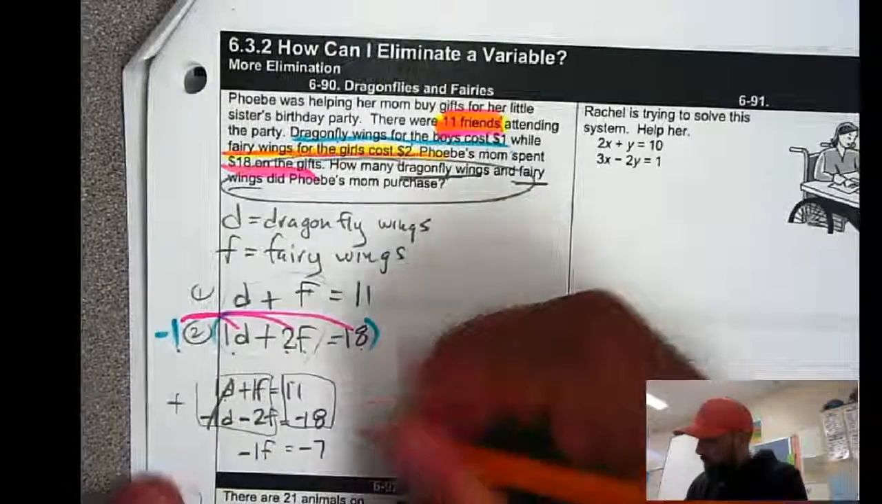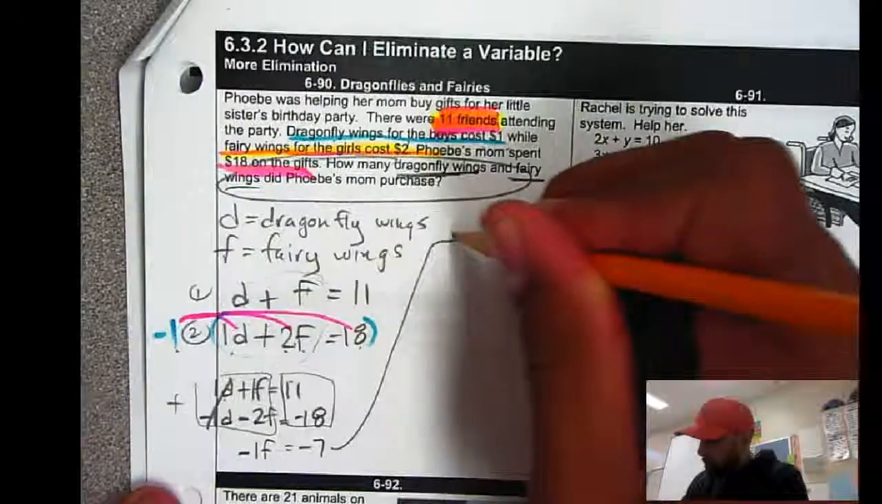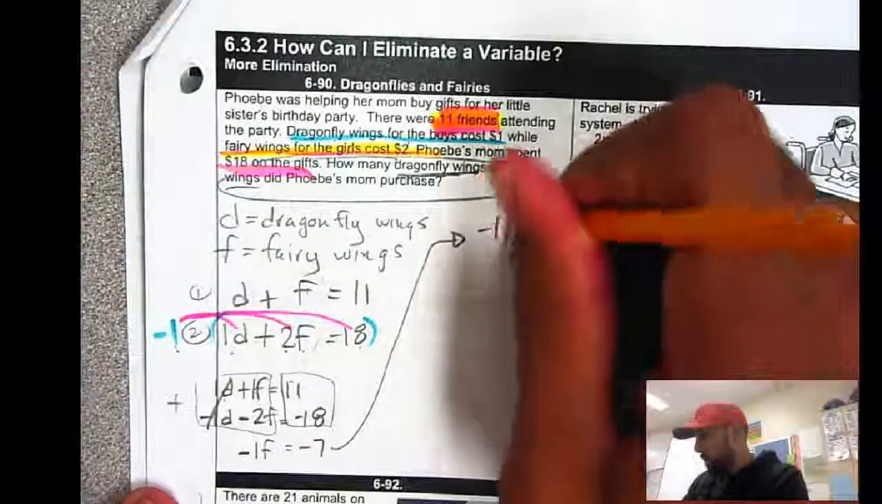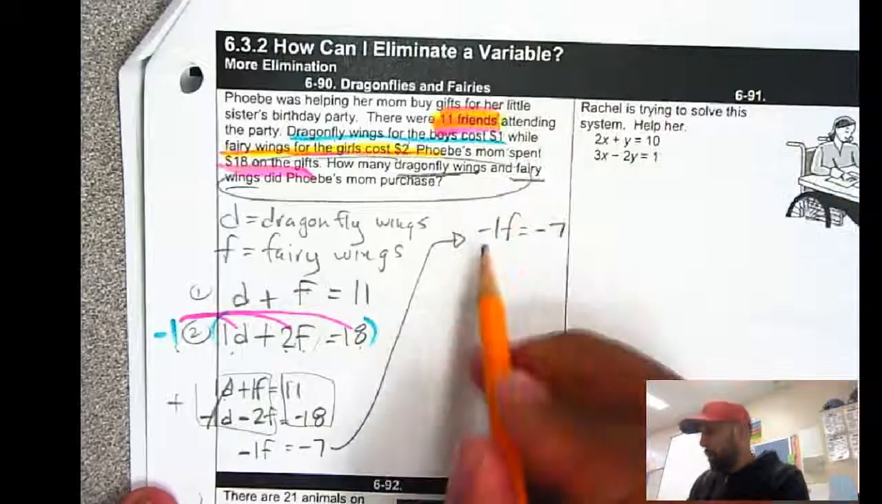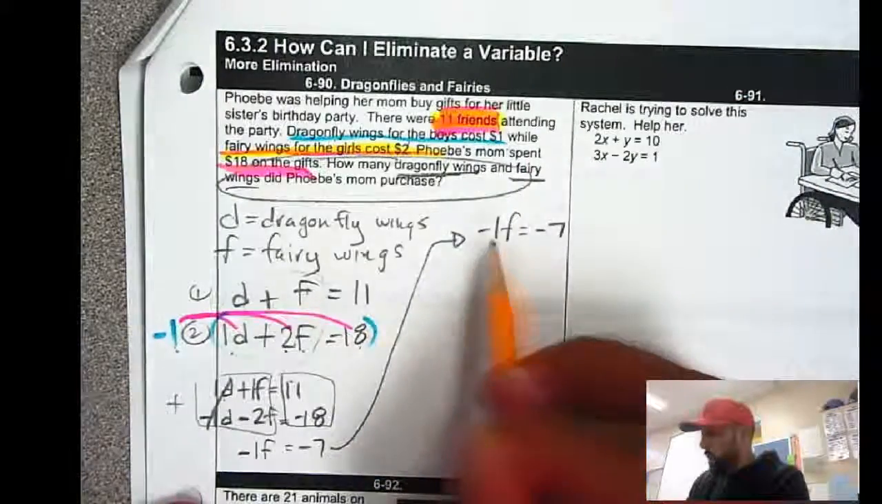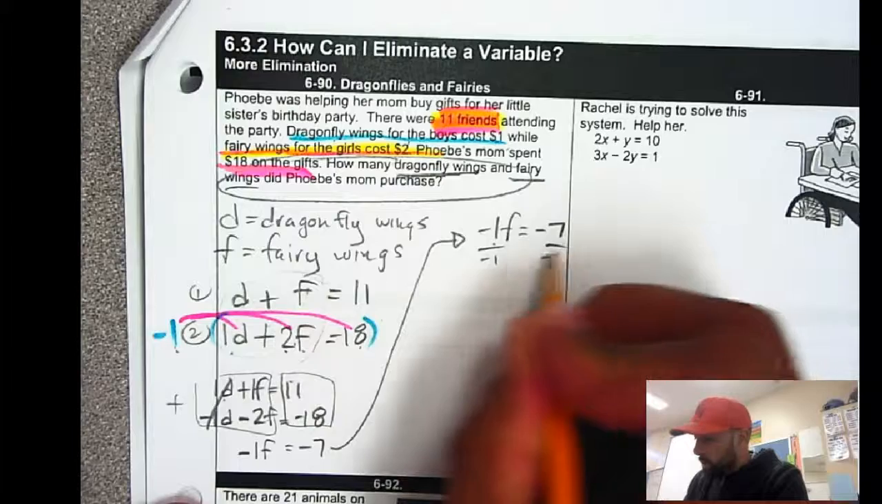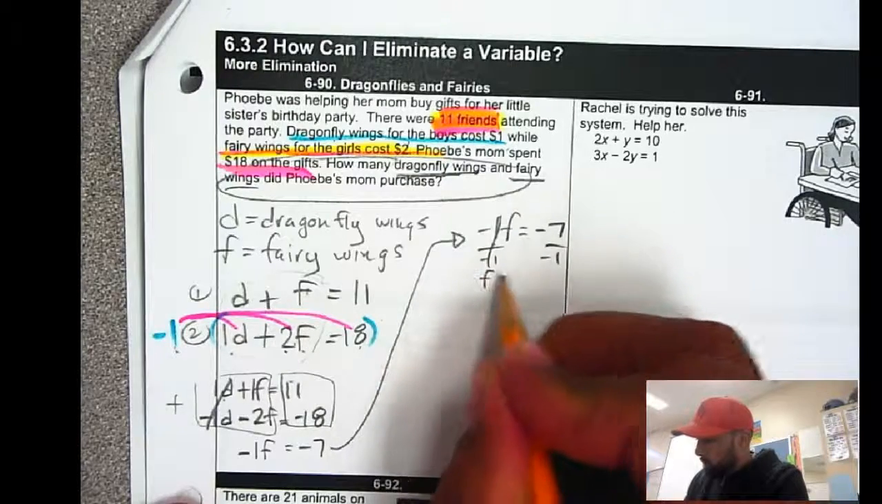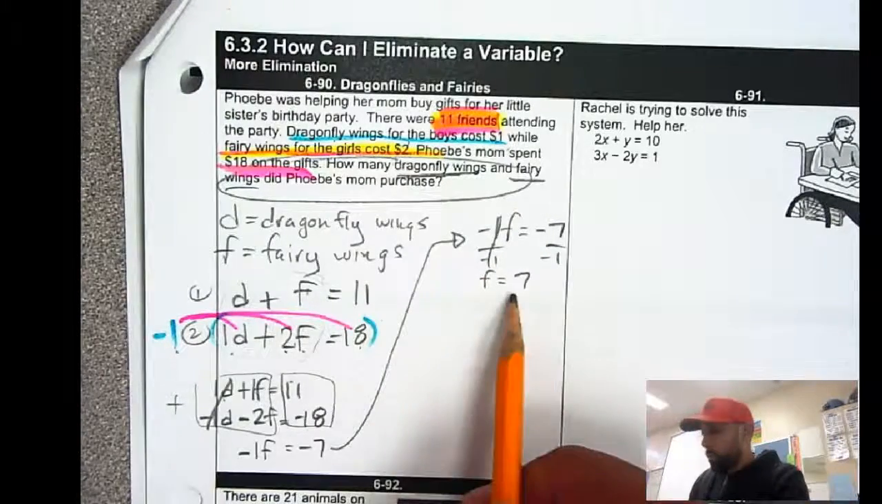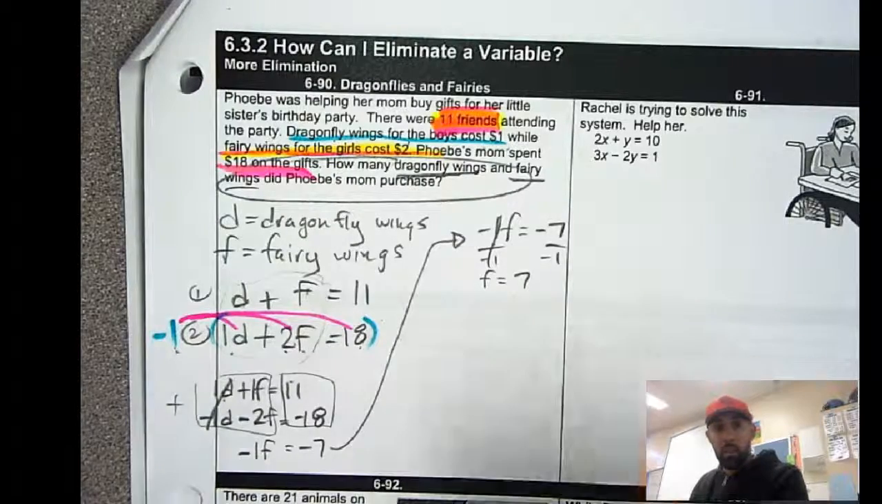Let me bring this up here to the top. Now I have -1f equals -7, but I've got to get rid of that negative in front of the f, so I'm going to divide both sides by -1. So now f equals 7. That's the amount of fairy wings, so 7 wings, but then I've got to figure out the dragon wings.